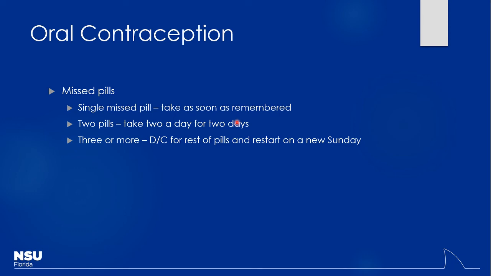If they miss 3 or more, at that point, levels will probably drop down low enough that you're not really suppressing ovulation anymore. The risk is there. And so I do recommend go ahead and discard the rest of the pack, just throw it out and then restart on Sunday or whatever day is their preferred day to start it, okay? So 1 or 2 days, not a problem.